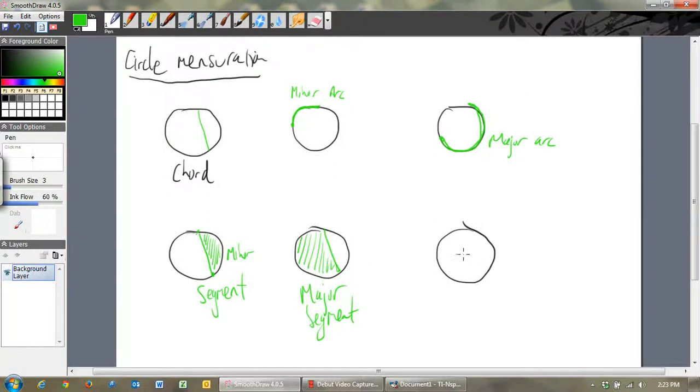And the other thing you need to know is a sector, and a sector is just a piece of pizza. So there we go. We've got a minor sector. Just need one more circle, and then you guessed it. We've also got a major sector, and there's your Pac-Man. So there's your major sector. I reckon he's finished. There we go. So there's just your terminology that you need to know about the different names.